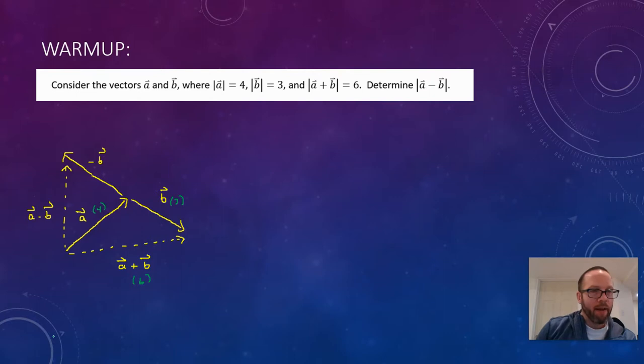Having drawn that, it now becomes a trigonometry problem because we know the length of this side will also be 3. If we can figure out this angle, I'll call it theta, then because this is a straight line, 180 degrees, since B and negative B are parallel vectors, whatever theta is, the angle tucked in this triangle would be 180 minus that. Then we'll be able to use the cosine law to figure out the size of A minus B.